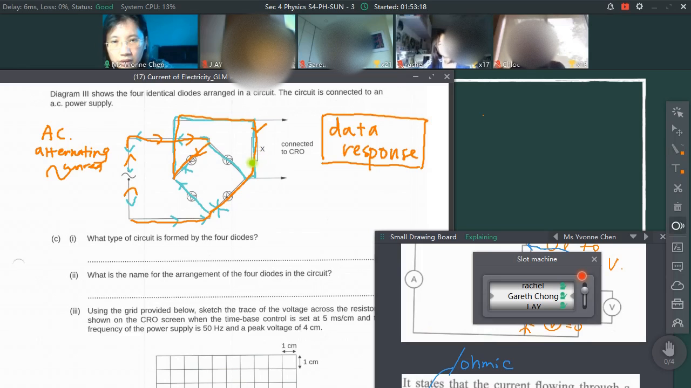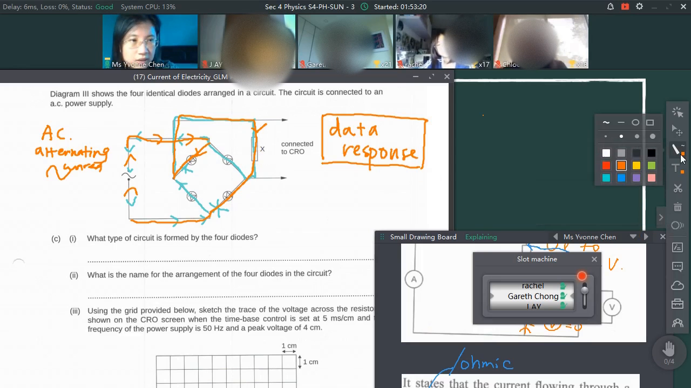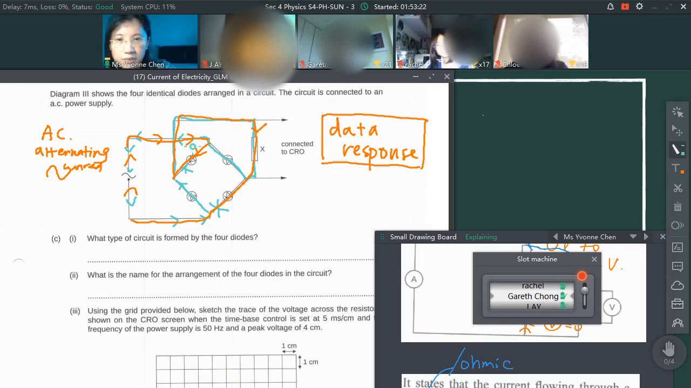Okay. And you may notice in both cases, the current flows from top to bottom. So what type of circuit? Okay, class, this is something you need to remember. This is actually called a full wave rectification circuit.